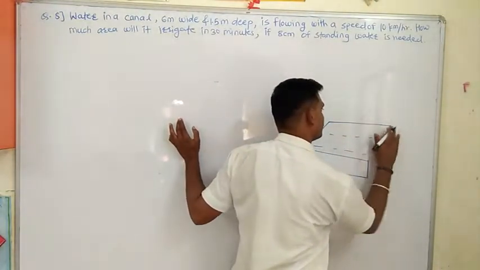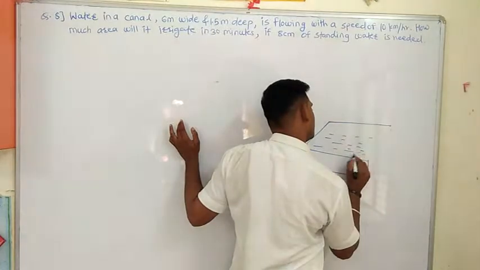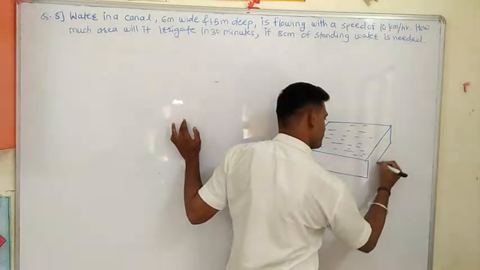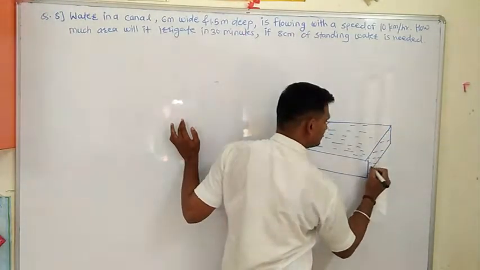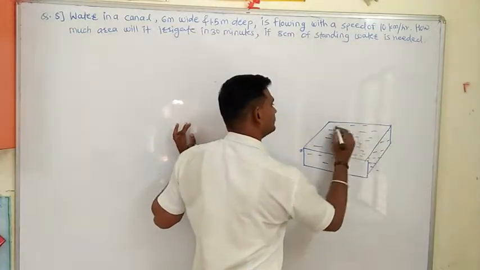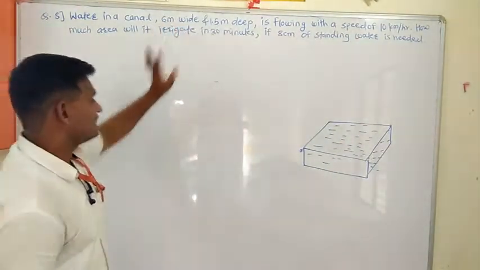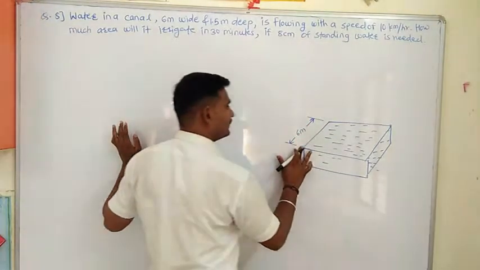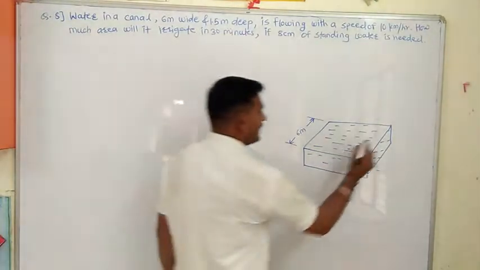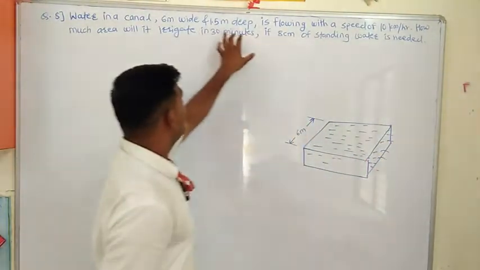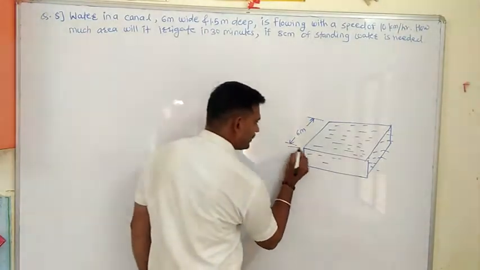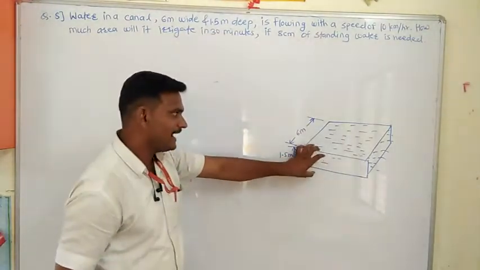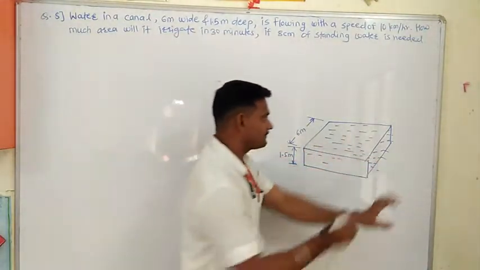The water is flowing in this direction. This is a canal. The water is flowing in this direction. See here. Suppose this is a canal which is 6 meter wide. The width of this canal is 6 meter and also 1.5 meter deep. 1.5 meter deep means the height of that canal is 1.5 meter, and water is flowing like this.